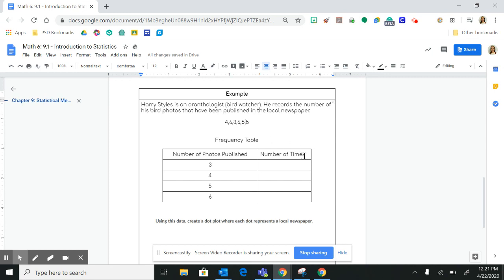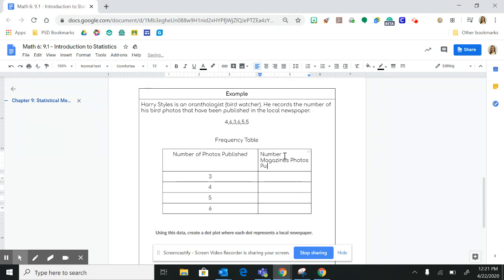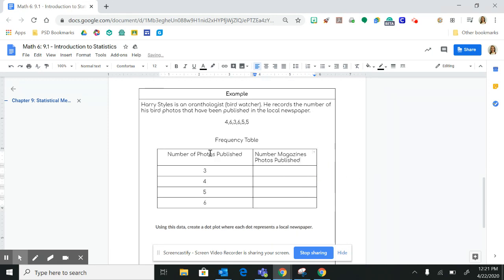magazine that he published. And so this would be number of, not times, but magazines published. Number of magazines, photos published. Okay. So what we're going to do here is we're going to create a frequency table. So number of photos published.